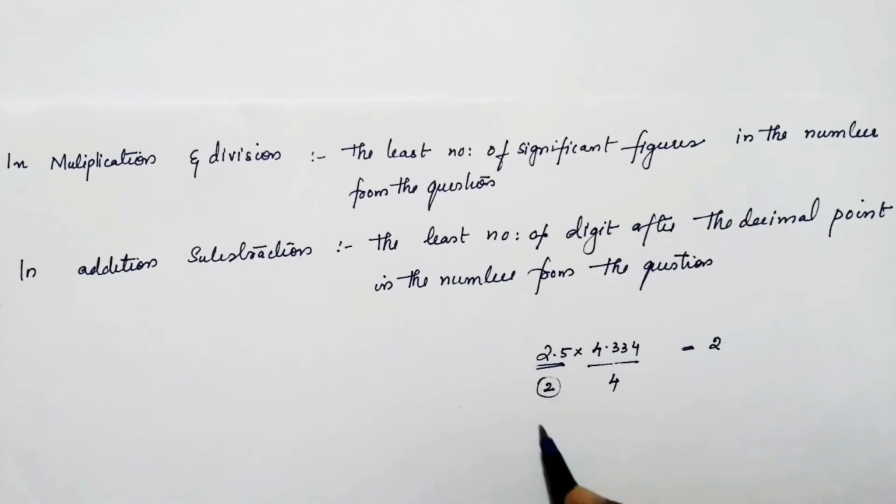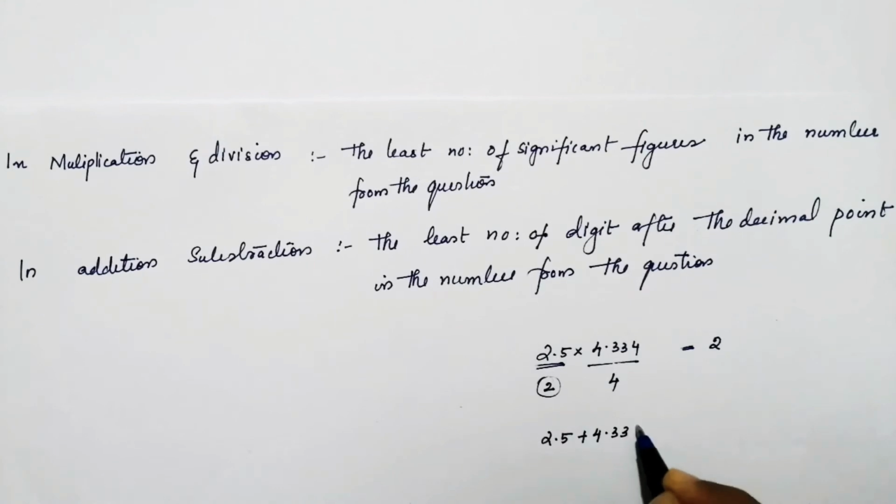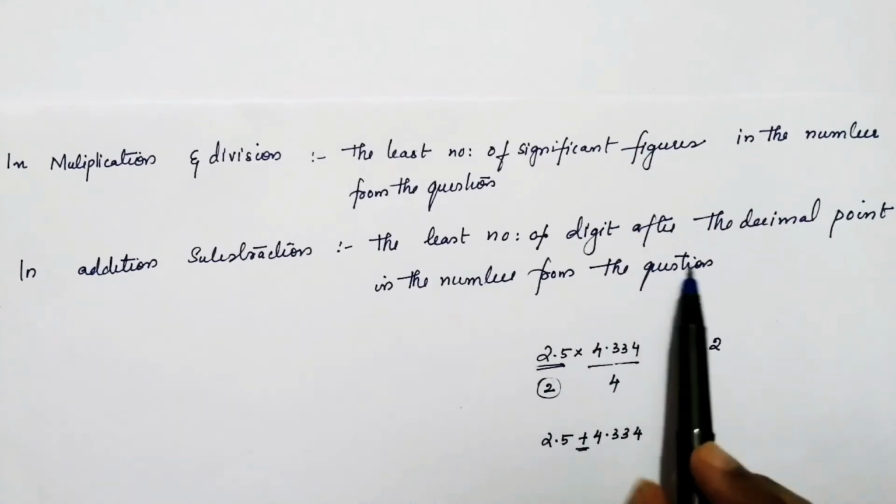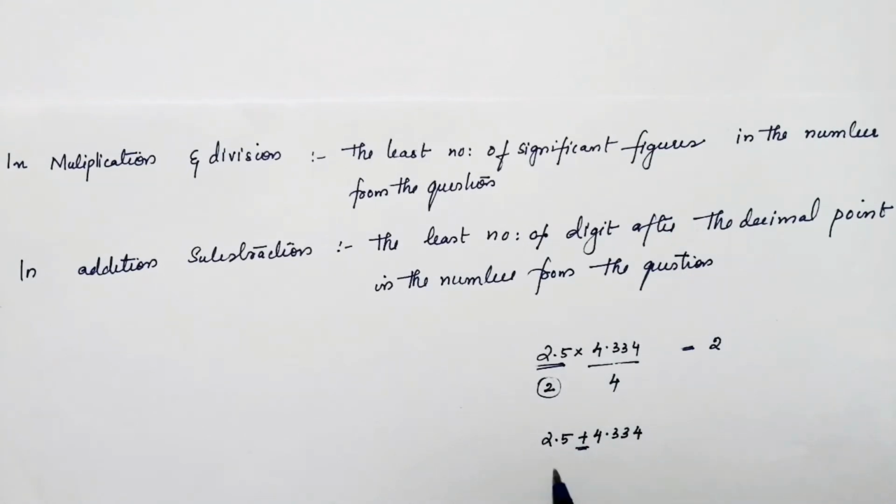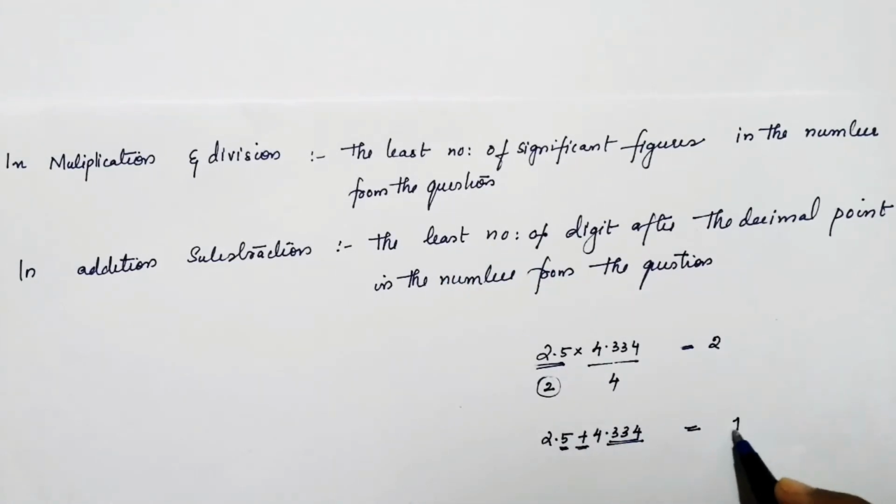Similarly, when we are doing an addition or subtraction with the same number, let us take the same number. If it is an addition or subtraction operation, we are following the digit after the decimal point. So we know that in this number, we have 1 digit after the decimal point and here we have 3 digits after the decimal point. So in the answer, we should follow the least number of digits. So the answer should contain 1 digit after the decimal point.